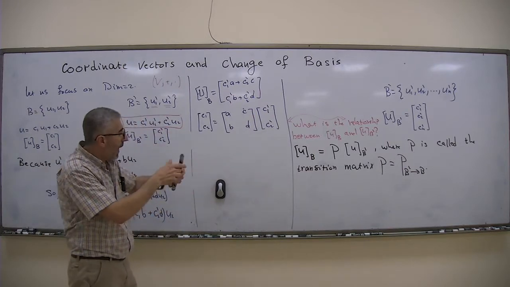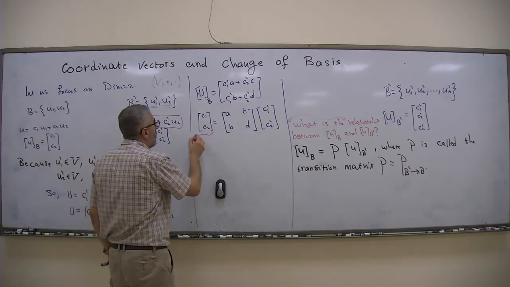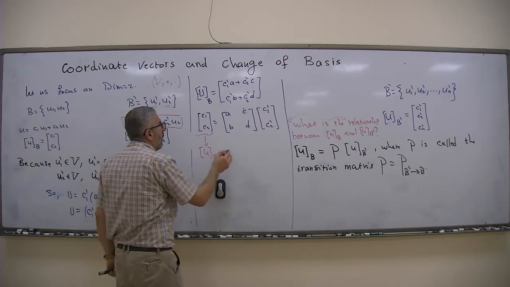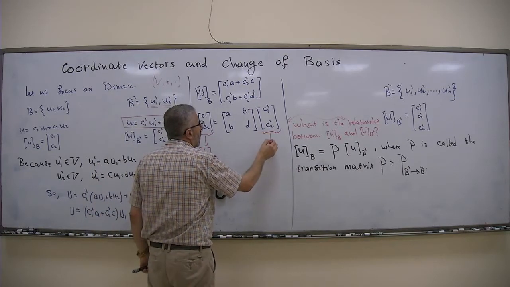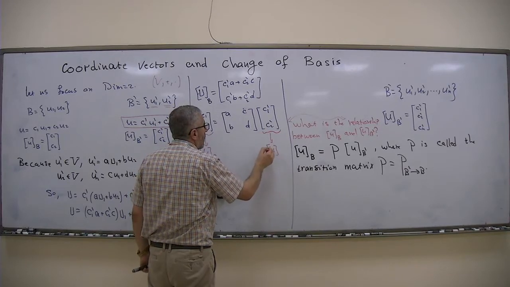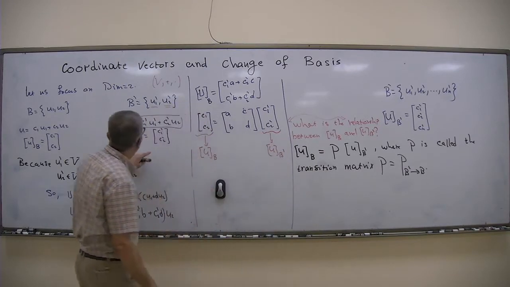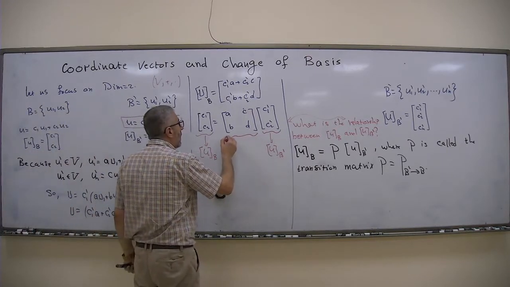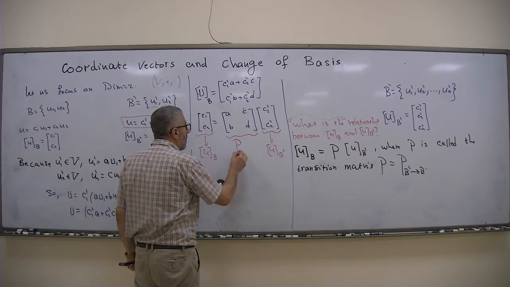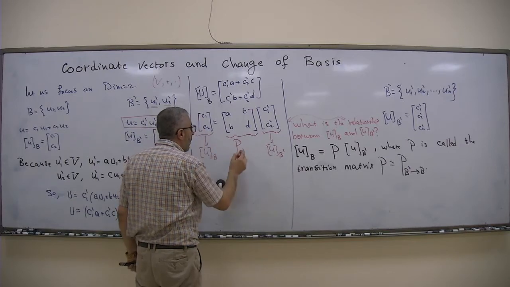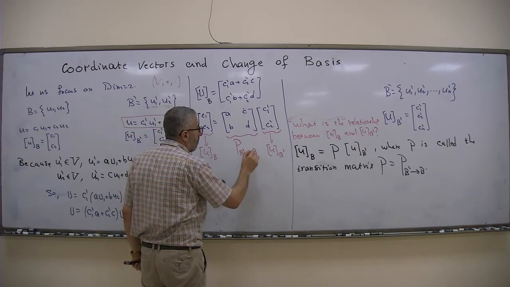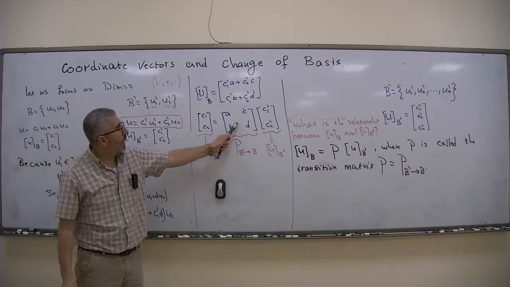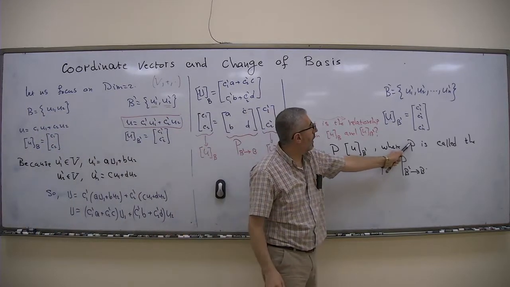So here we have this is U with respect to basis B. This here is U with respect to basis B prime. Here it is, C1 prime, C2 prime. And now this is the matrix that we are looking for. It is the transition matrix that will take you from B prime to B. That is the transition matrix that we are looking for here.